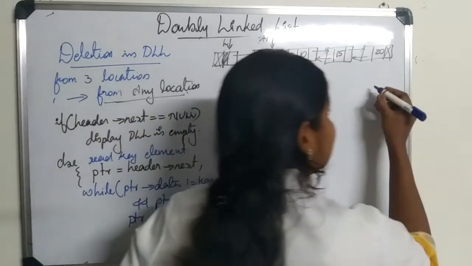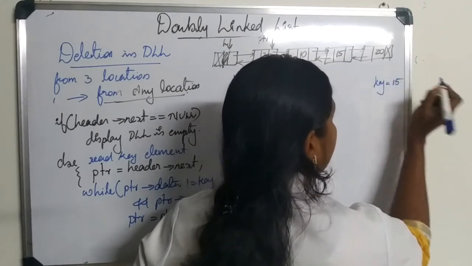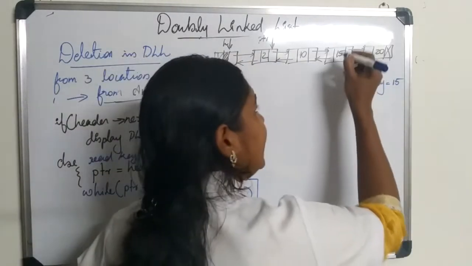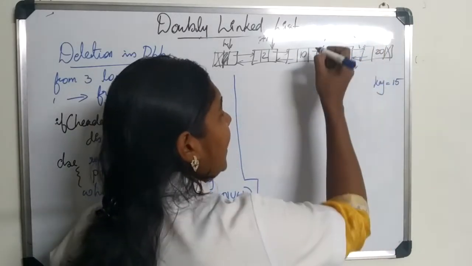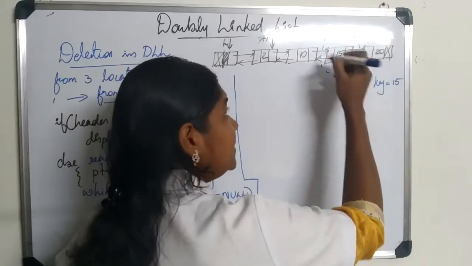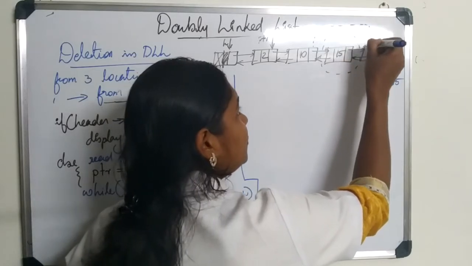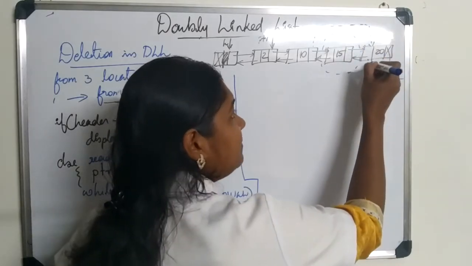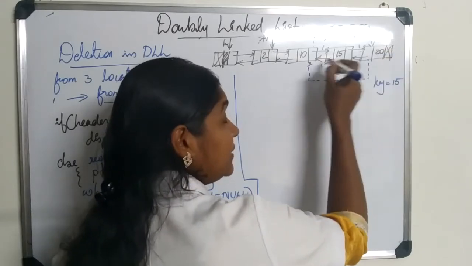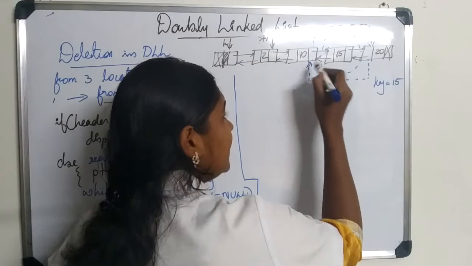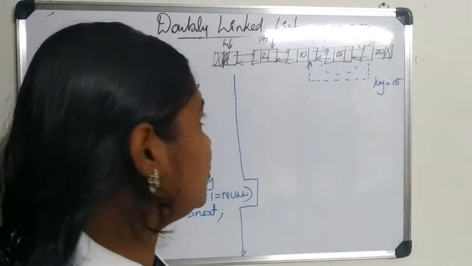We'll take the example cases. Let the key be 15. If our key element is 15, we would be deleting this node, and even after deleting it, the next link of the previous node should point to the next node, and the previous link of the next node should point back. In this case this is the last node, but the next node and previous node should get linked. This is what we are going to do.